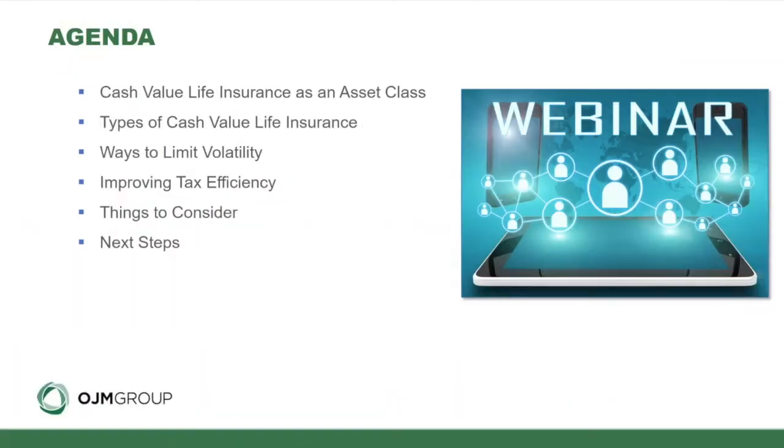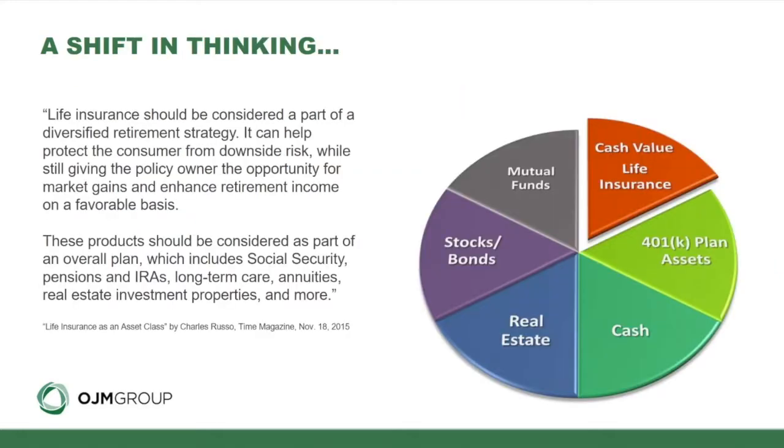So now to talk about today's webinar, we're going to cover cash value life insurance as an asset class. And Michael is going to explain to us the various types of cash value life insurance, how this particular tool can limit volatility and potentially improve tax efficiency in one's portfolio. We'll also cover things that you ought to consider when considering this particular tool. What are the pros and cons of using this particular tool?